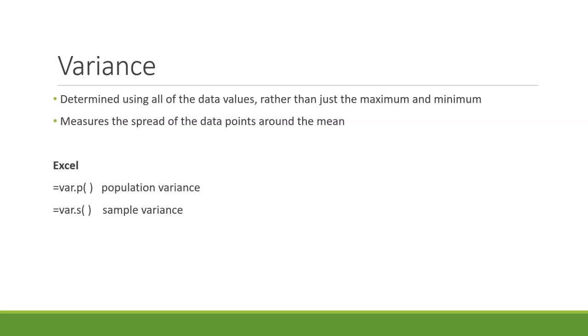So the .P is if we have a population variance that we're trying to find. .S is if we're trying to find the sample variance. So if we remember these Excel functions and remember that the variance just helps measure the spread of the data points around the mean, we'll be good.